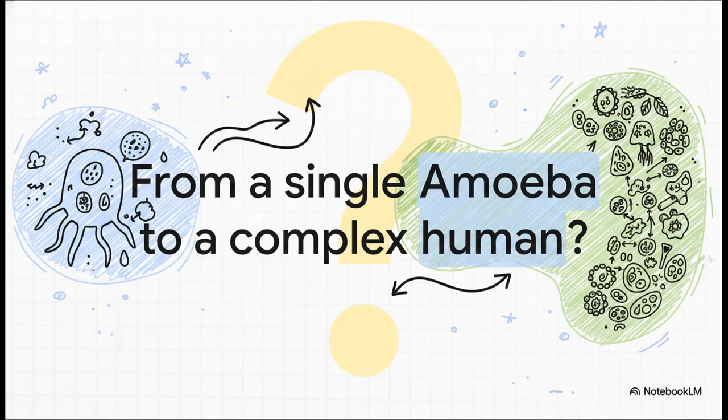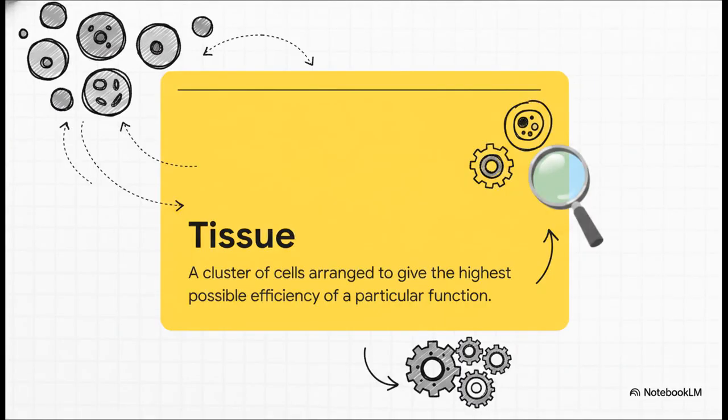But in multicellular organisms, like you, me, or those trees outside, there are millions, even billions of cells. So how do complex life forms manage so many intricate tasks compared to that simple amoeba? Well, the secret is teamwork. And that teamwork brings us to our core concept for today's explainer.